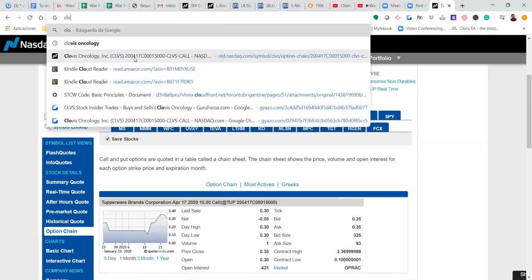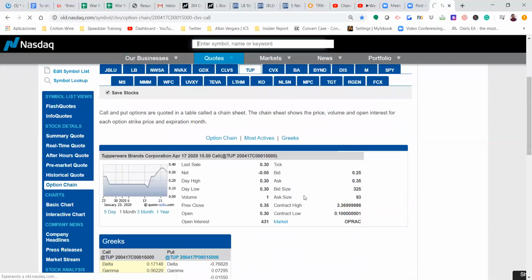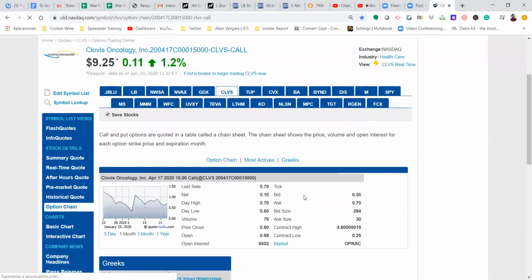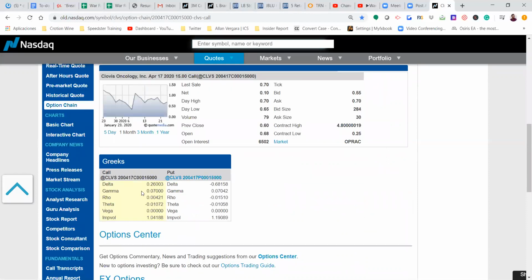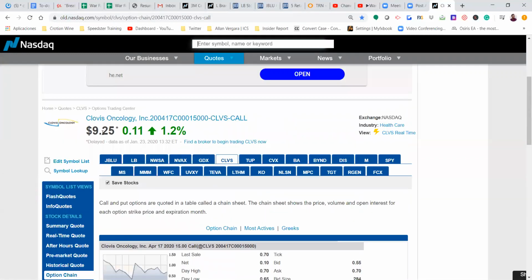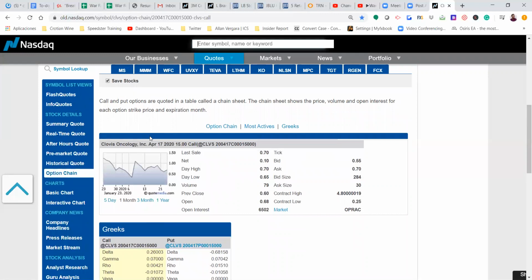CLVS, Clovis Oncology. I could probably jump in on Tupperware. Yeah, if it looks this way, absolutely. Now, Clovis. I have it registered at 90 cents. It's right now going back again to 70 cents. Something I want to take a look at. The delta is 26. We have plenty of time as well. Look at this, 925. The company is moving only 1.2%, 11 cents. I have it at 90 cents, but it has plenty of time.